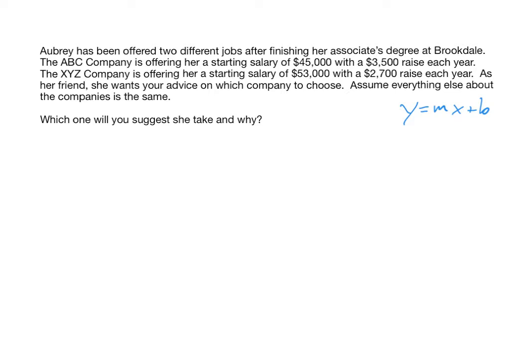Pretend you are Aubrey's friend and she wants your advice. Do you think she should take work with the ABC company or take work with the XYZ company based on those two salary structures? Assume everything else about the two companies is exactly the same. So which one would you suggest she take? Which job and why?